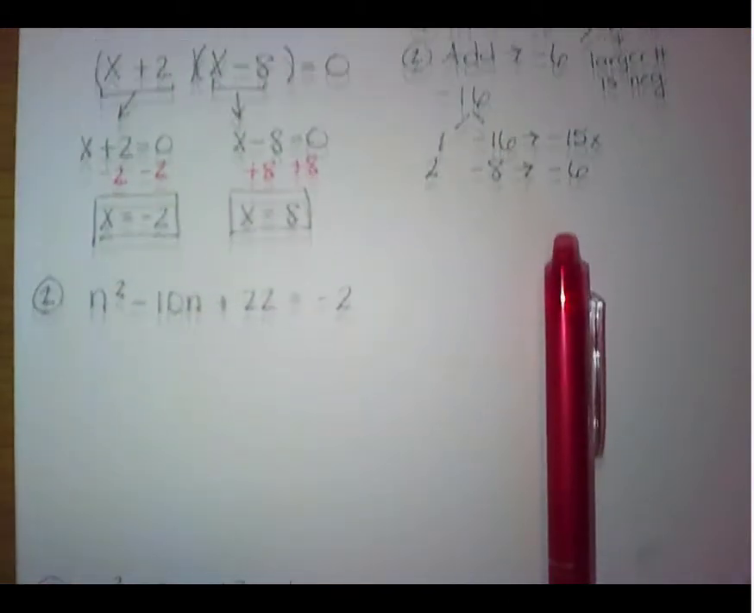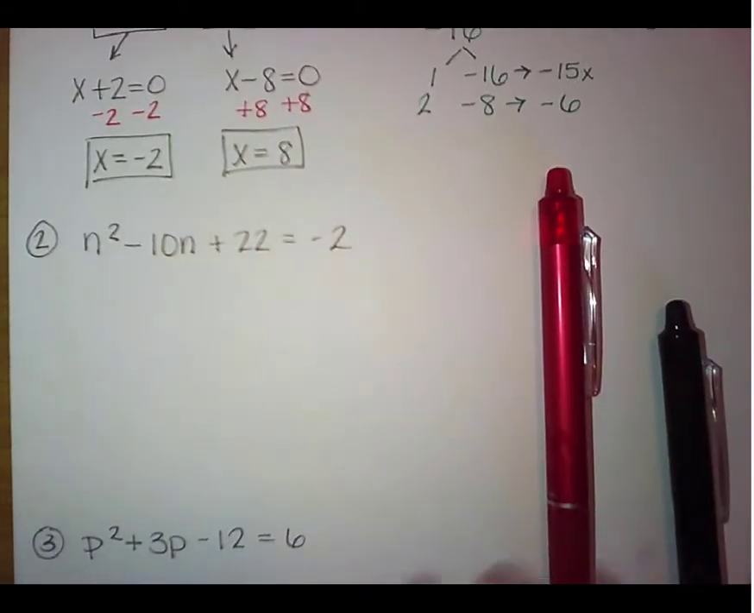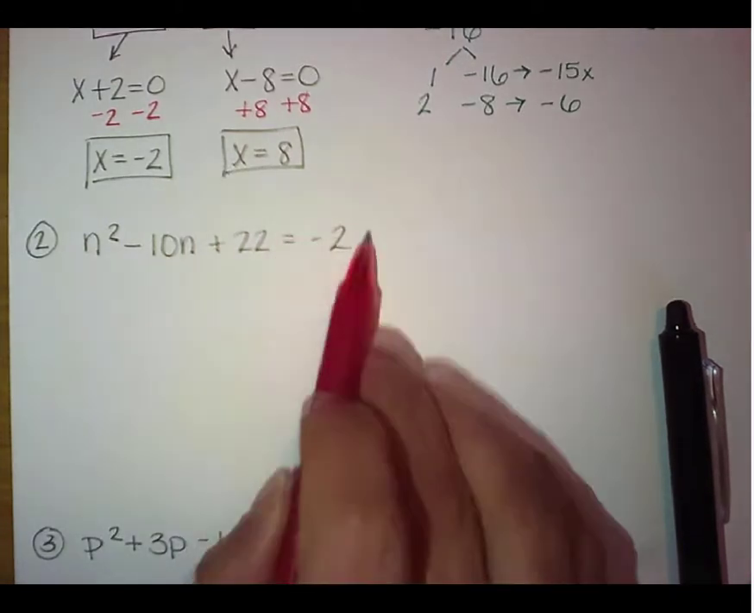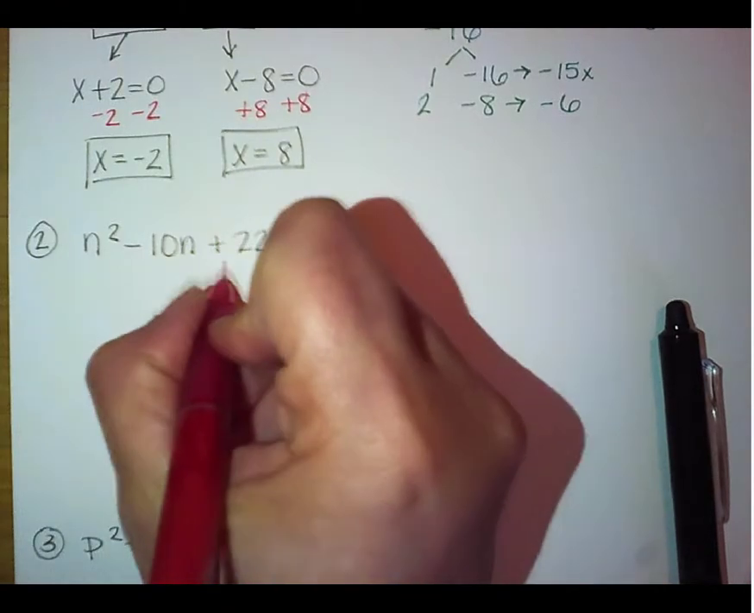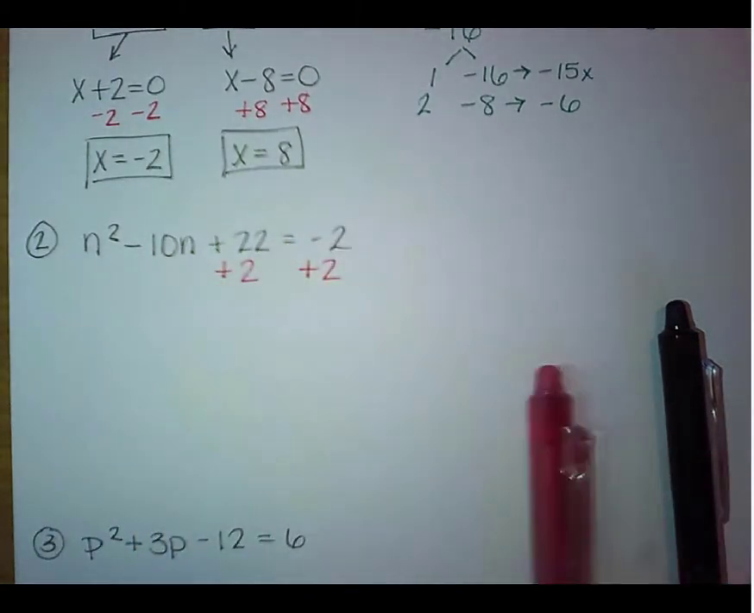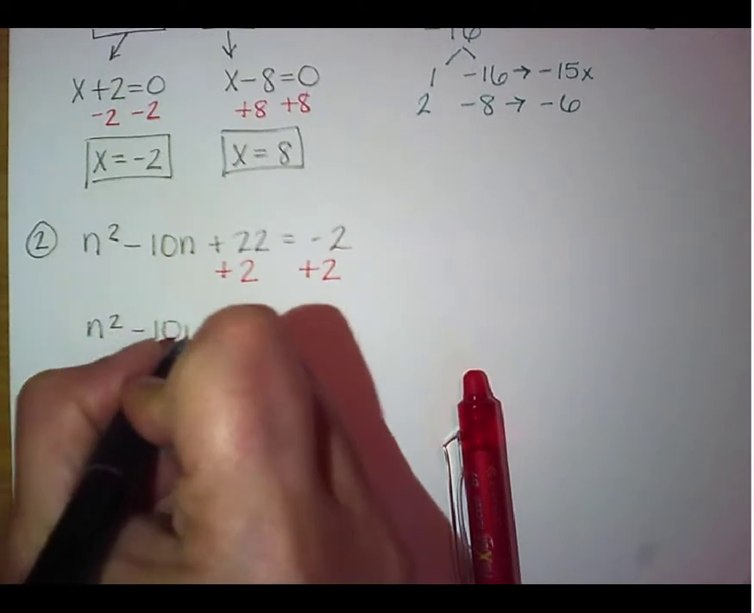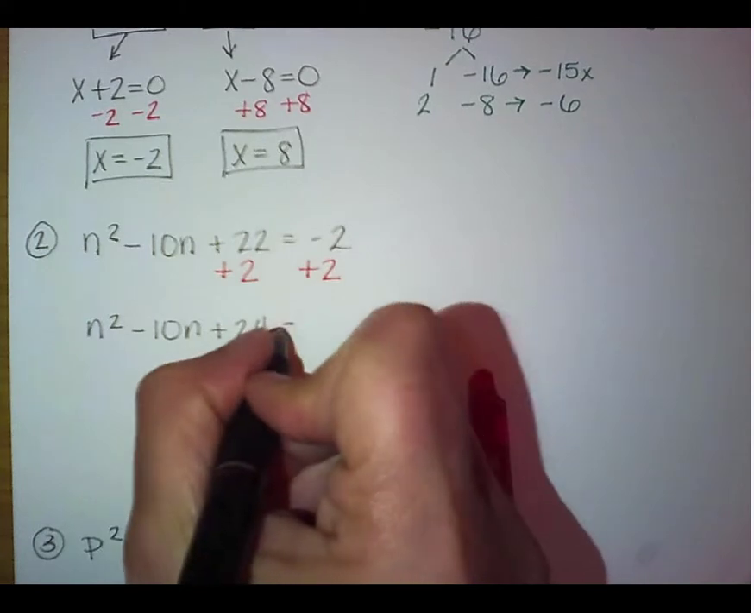All right, let's look at the second one here. We have n squared minus 10n plus 22 equals a negative 2. Again, we need it to be equal to 0. So the first thing we want to do is add that 2 to both sides. So we get n squared minus 10n plus 24 equals 0.